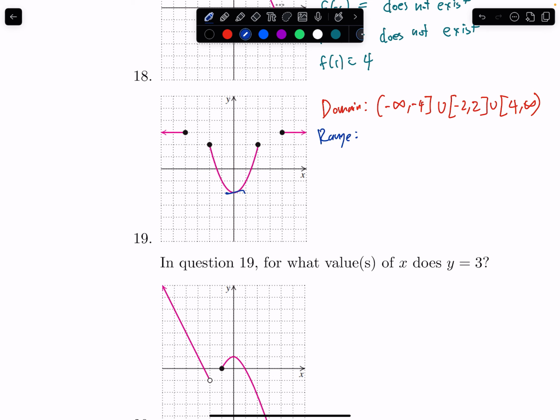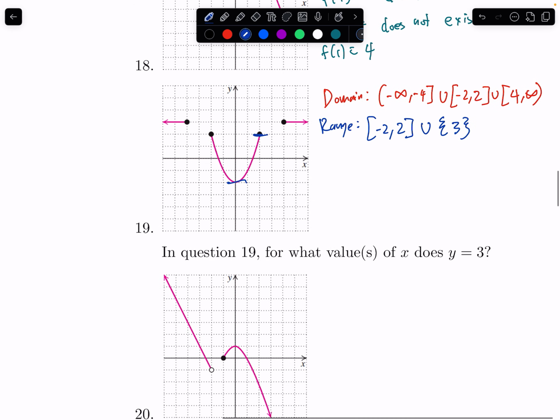Okay, what's the range? The lowest it goes is -2 up until +2, right here, right? And then union with a single point at 3. Okay, so that's the domain and range. Now let's check the values real quick. F of -1 is over here. That looks like it's at -1. F of 0, -2. F of 1, -1.